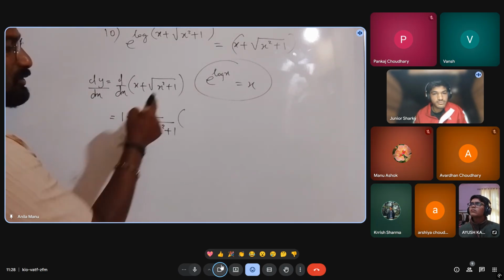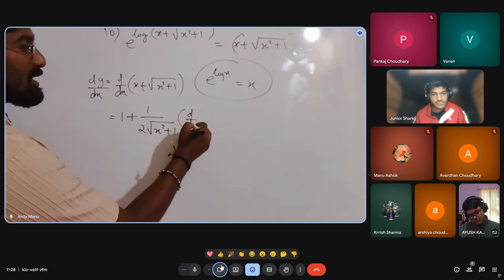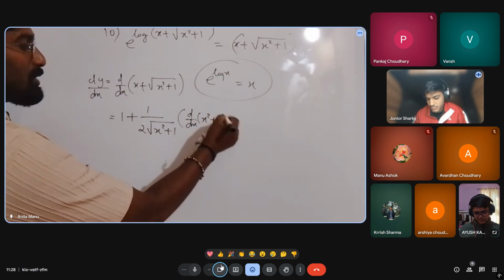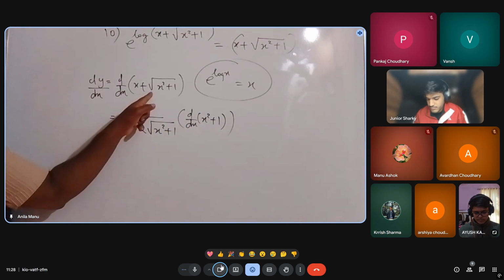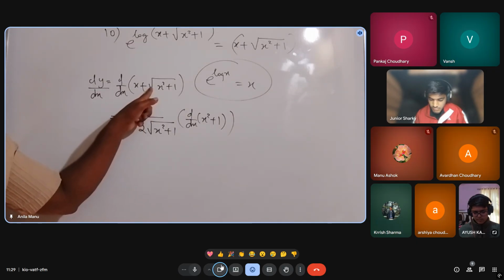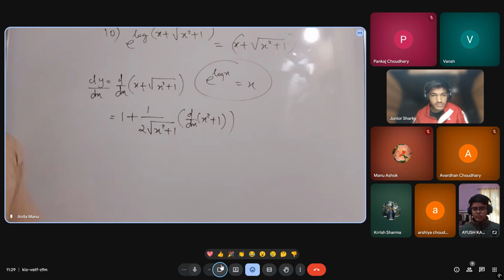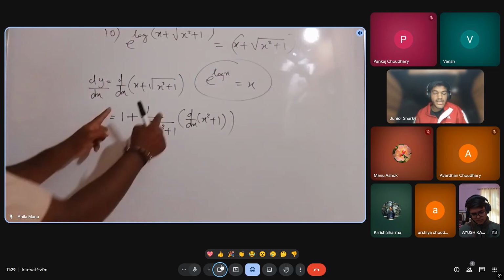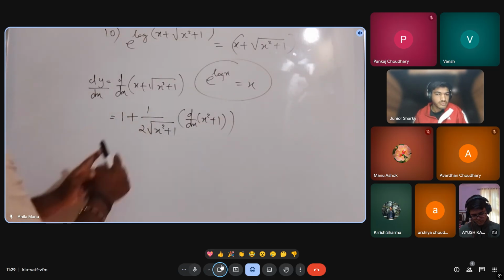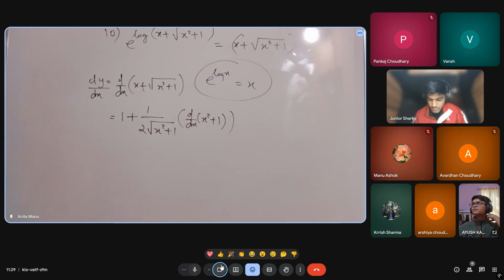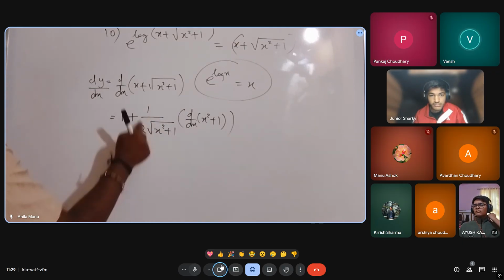So what we have to differentiate here is d/dx of root of x square plus 1. Got it? Means already we found the derivative of root x. The derivative of root x is 1 by 2 root x. What is left over? x square plus 1. Don't put it in bracket, this one in bracket. Clear? This part is only for this one.